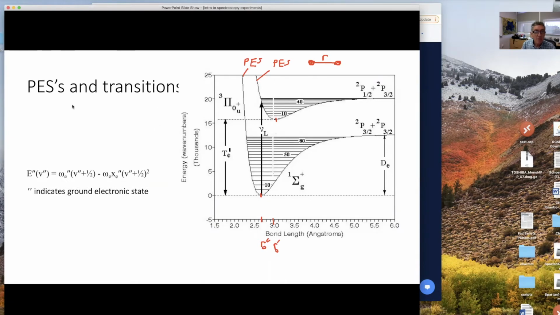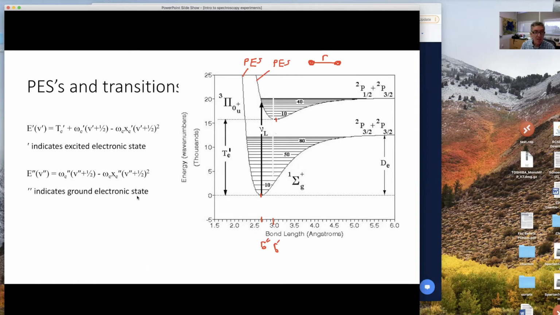So we can characterize the energy in the lower state. We'll use double prime to indicate the ground or a lower electronic state, and a single prime to indicate the excited electronic state. So the energy here is really being given in units of reciprocal centimeters, wave number units. So we've got a harmonic term right here and an anharmonic term right here. And V double prime is the vibrational quantum number for the lower state.